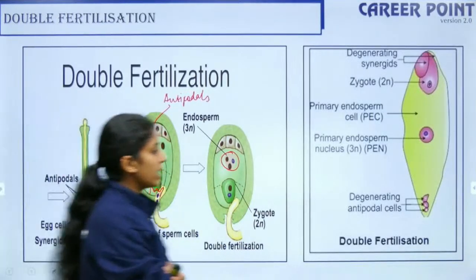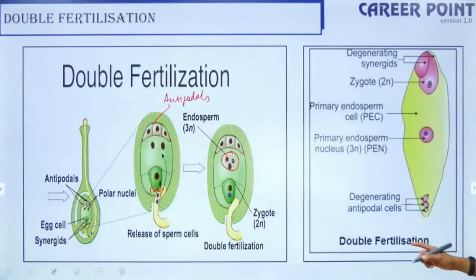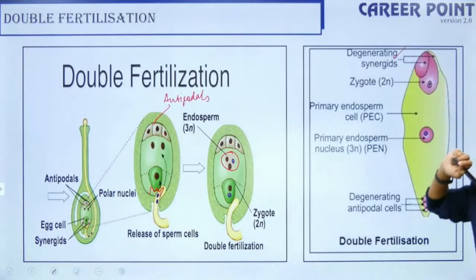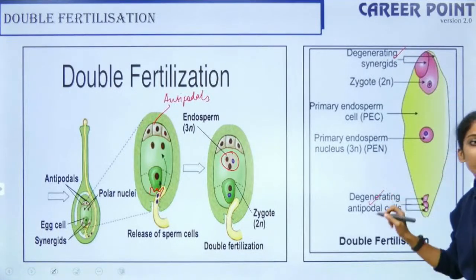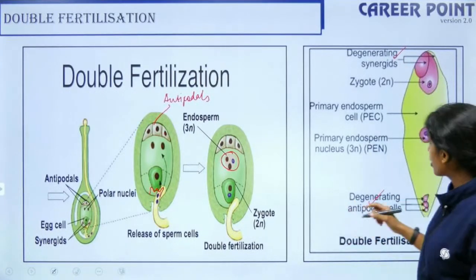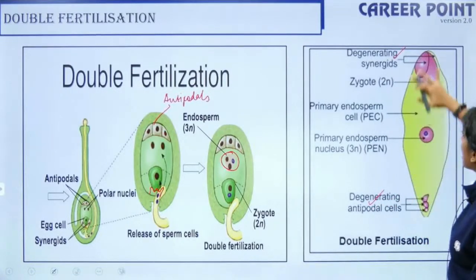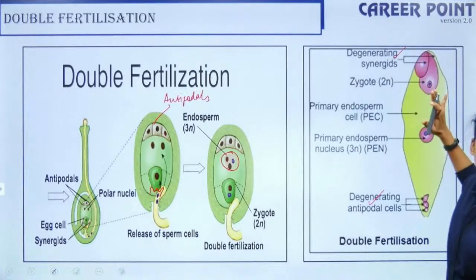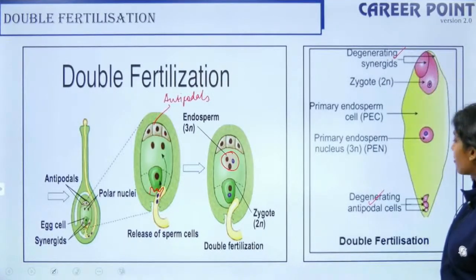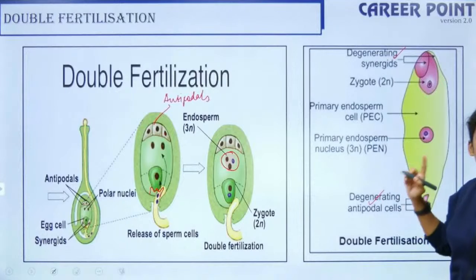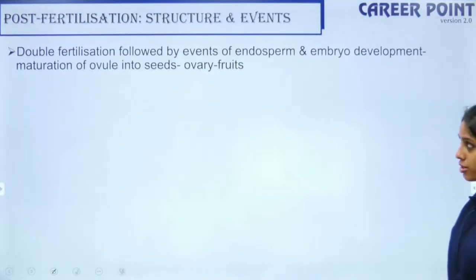Fine. So now look here. So after double fertilization, I have inverted the structure. The synergids degenerate after fertilization. The antipodal cells degenerate after fertilization. So this becomes the primary endosperm nucleus. This entire thing becomes the primary endosperm cell. Okay, so here I have my zygote. So this is my entire double fertilization process.